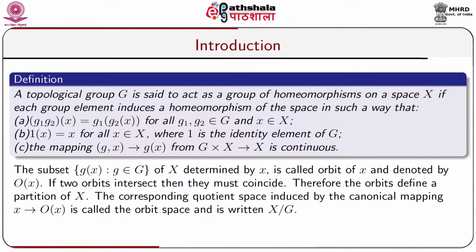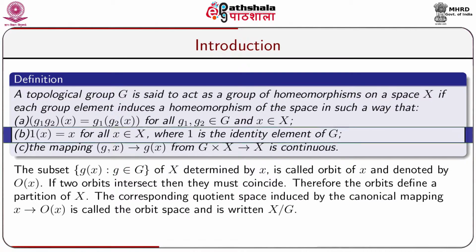Let us go to the slide presentation. So let us start with the formal definition of the action of a topological group on a topological space X. A topological group G is said to act as a group of homeomorphisms on a space X if each group element induces a homeomorphism of the space X in such a way that g1 g2 of x is equal to g1 of g2 of x for all g1, g2 in G and x belongs to X. Also 1 of x is equal to x for all x belongs to X, where 1 is the identity element of G.